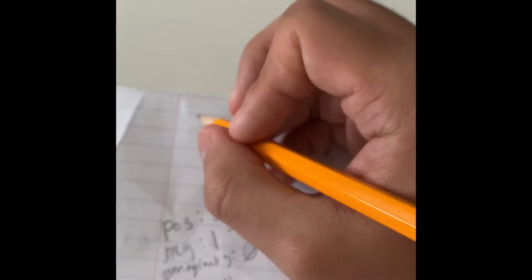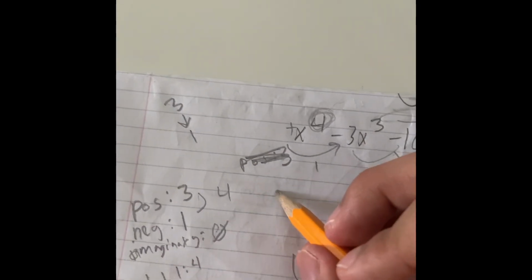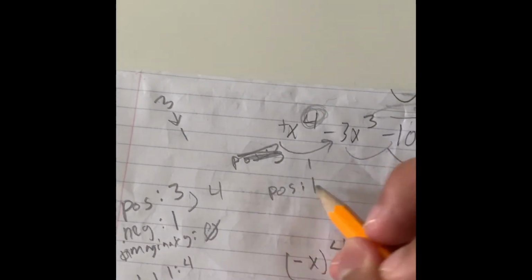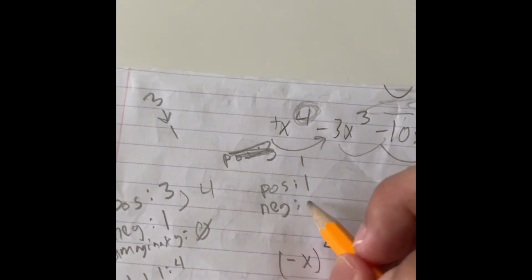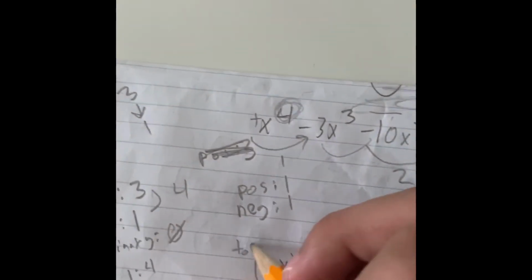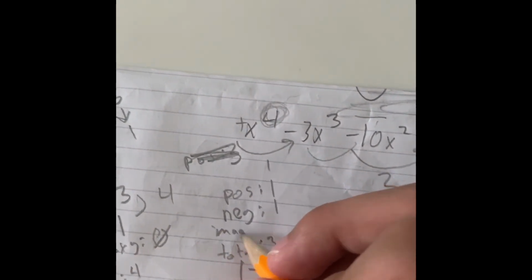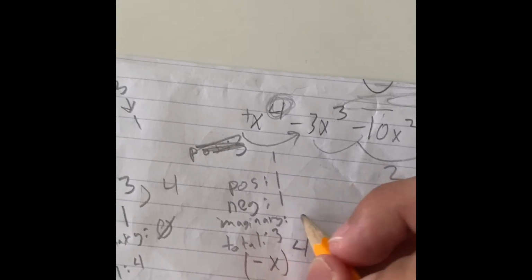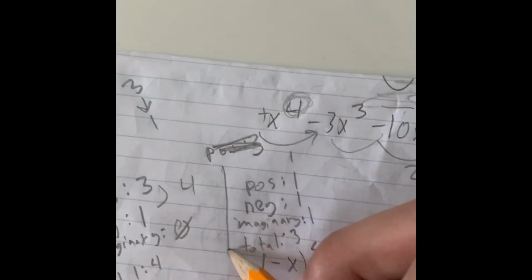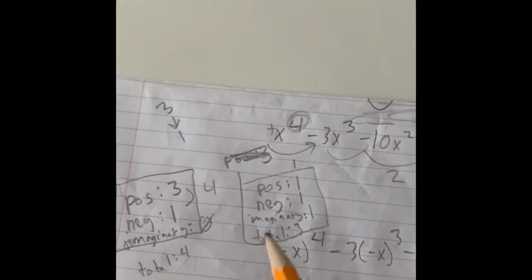However, of course, there's another scenario. You could do 3 minus 2, you can get 1. So there could also be another scenario where there's 1 positive solution, negative of course stays the same as 1. And then here, since the total is 3, there would have to be 1 imaginary solution in the second case. And yeah, here is your number of positive, negative, imaginaries.